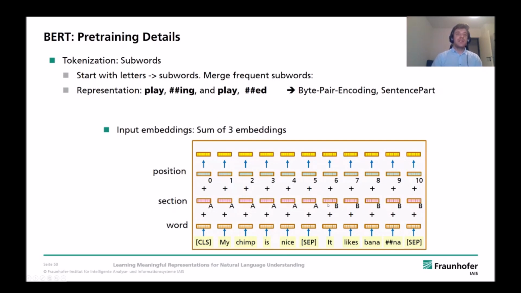Instead of only having these word representations, we also have these positional embeddings, which we mentioned in the transformer architecture, and we have these segment embeddings, which indicate whether a token belongs to sentence 1 or sentence 2, for example. And BERT simply sums up these three representations for each token.